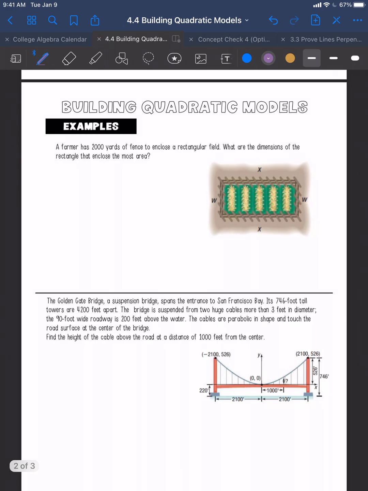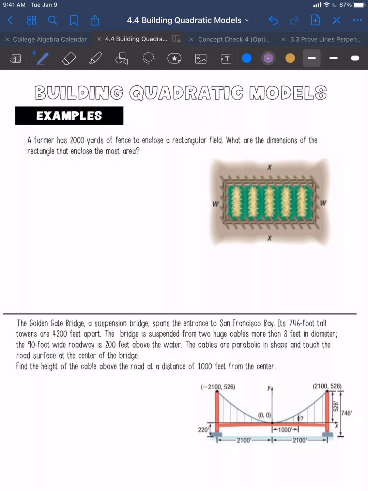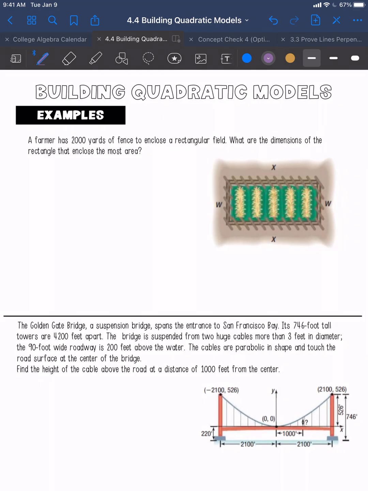All right, next here we have a farmer has 2,000 yards of fence to enclose a rectangular field. What are the dimensions of the rectangle that enclose the most area? So he has 2,000 yards of fence. That's going to cover the perimeter around the outside. We know to find the perimeter of a rectangle, we add up all the sides. So x plus x would be 2x. W plus w would be 2w. We know that he has 2,000 yards. So we can plug that in.